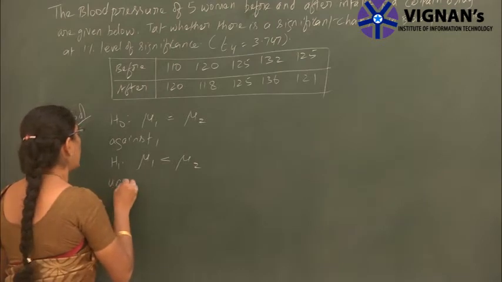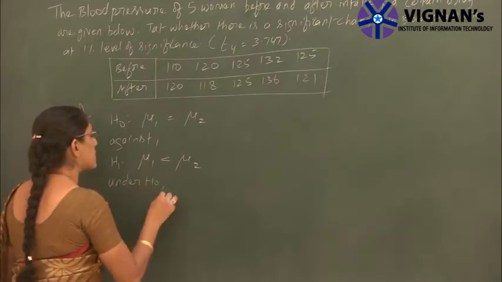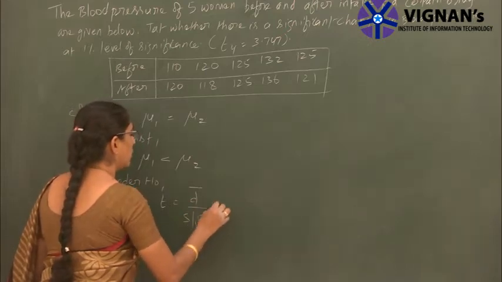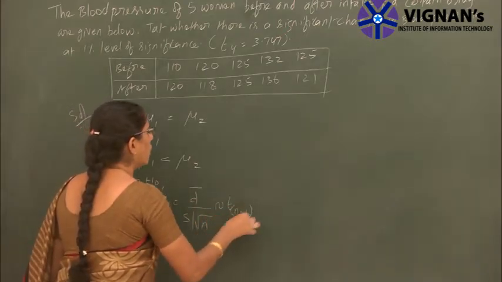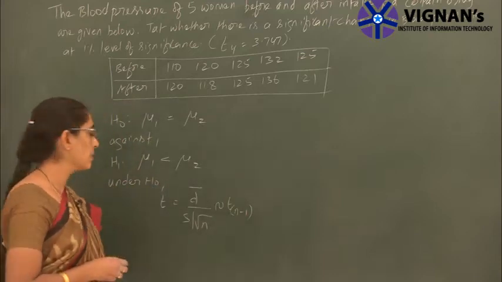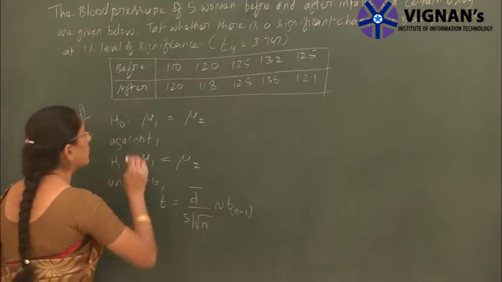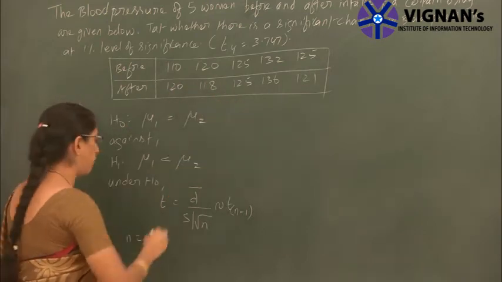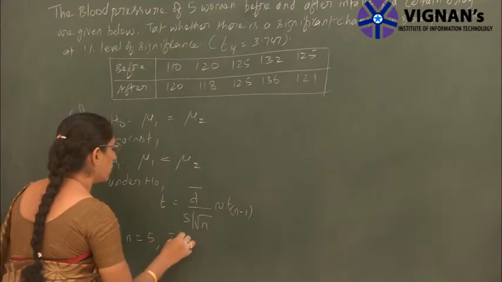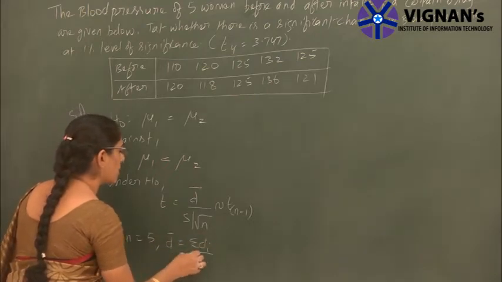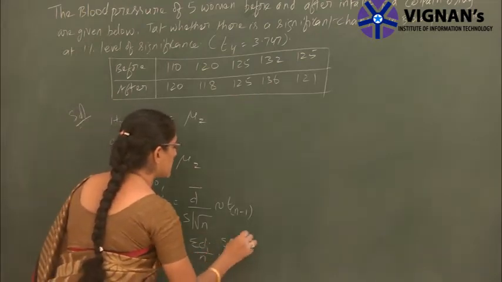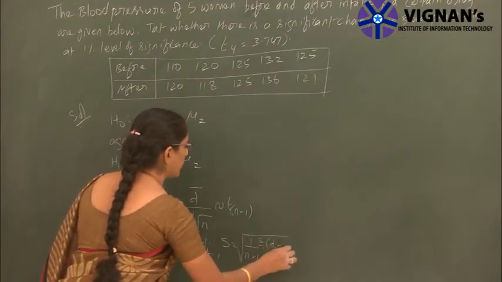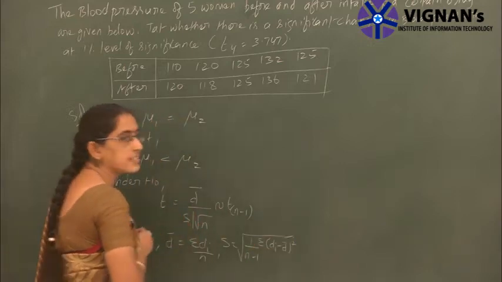Now under the null hypothesis, the test statistic is T equal to D bar by capital S by root n, which follows a T distribution with n minus 1 degrees of freedom. Now here n means the number of observations. So here we have 5: 1, 2, 3, 4, 5. Now we know that D bar is summation Di by n and capital S is the square root of 1 by n minus 1 summation of Di minus D bar whole square.